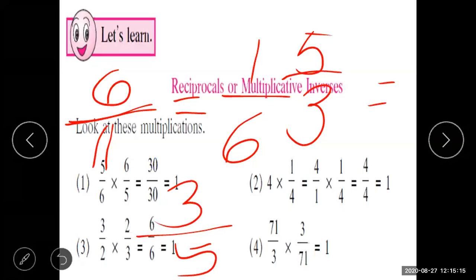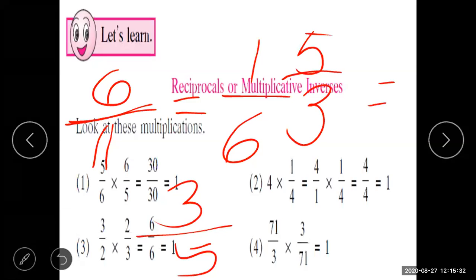3 upon 5 is the reciprocal of 5 upon 3. Reciprocal and multiplicative inverse are the same. If they ask for the reciprocal, the answer is the same. If they ask for the multiplicative inverse, it is also the same.